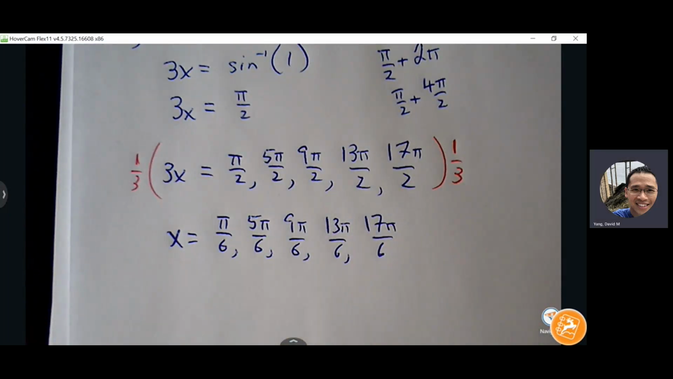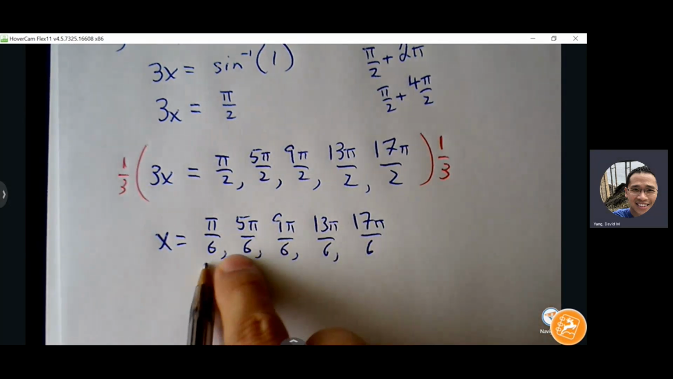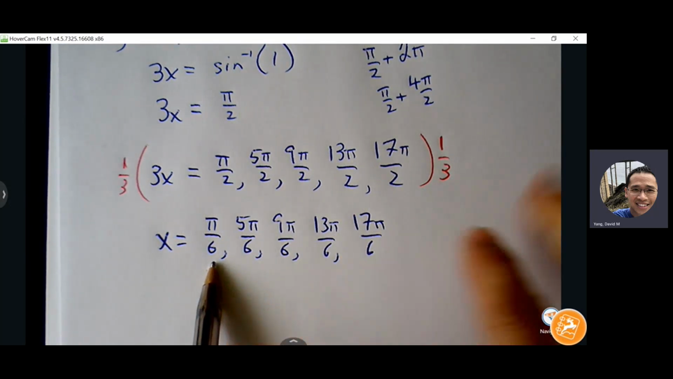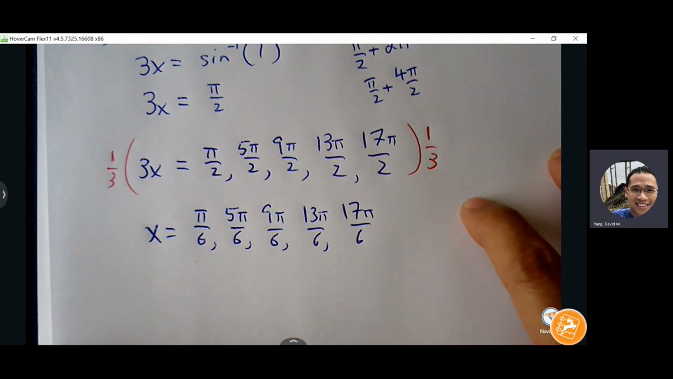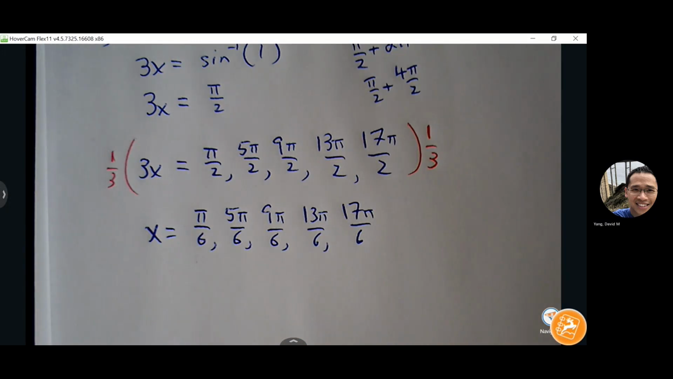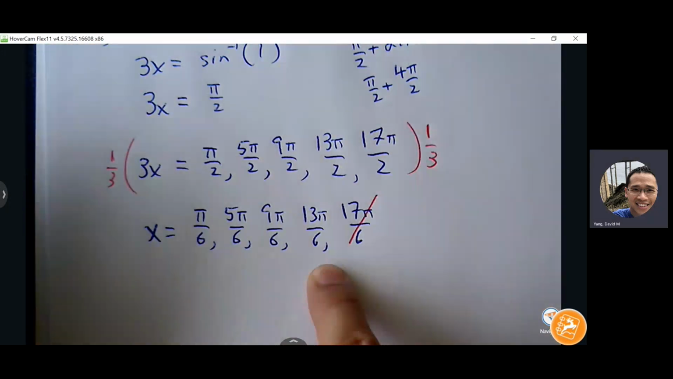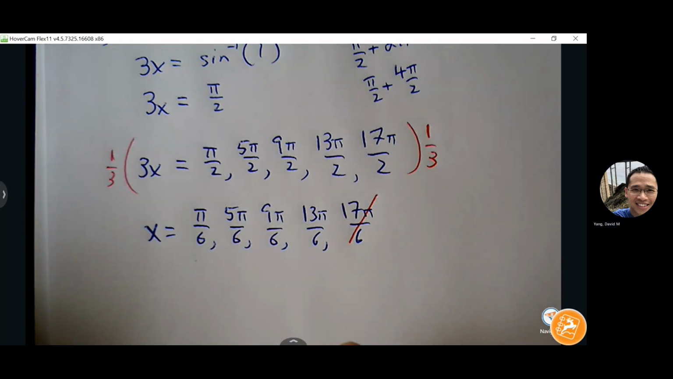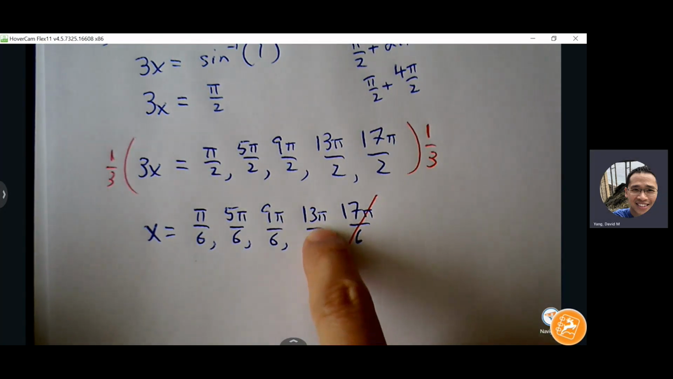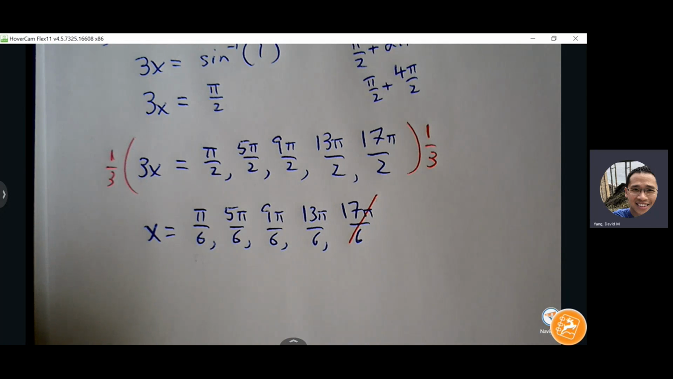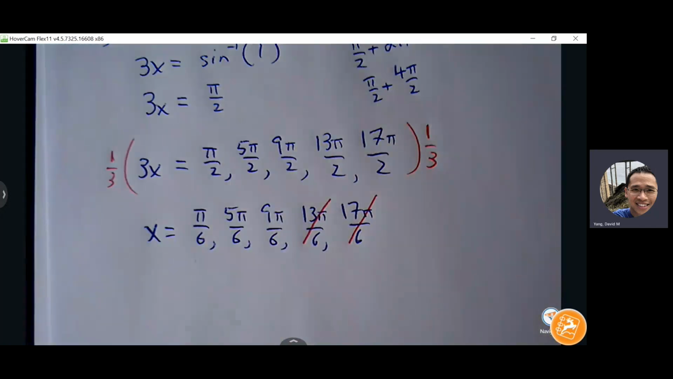So I like it when there are ones that are outside the interval, because then there's a peace of mind that I didn't accidentally not go far enough. So which of these solutions are outside my interval? What's greater than 2 pi? 17 over 6 is definitely greater than 2 pi. Anything else? Yeah, because 12 over 6 is 2, right? So 13 over 6 is more than 2. So I like it when I have more than enough, because I know I didn't miss anything.